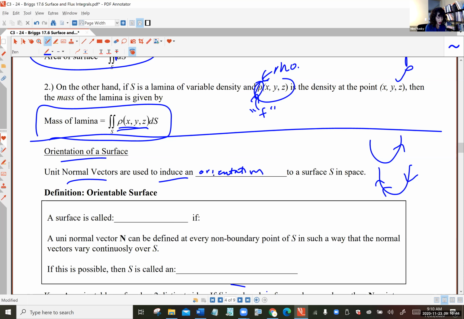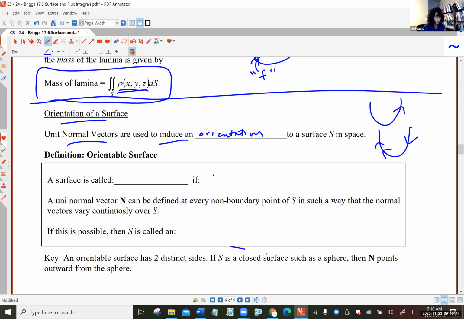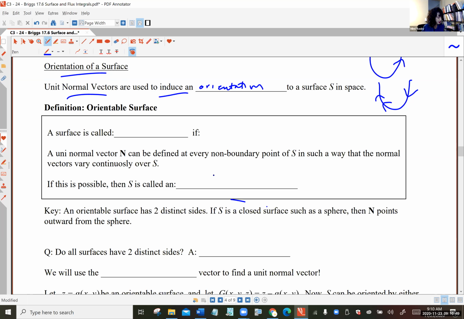So you're going to induce an orientation on a surface with these unit normal vectors. Okay, here's some definitions and then we'll get to it. A surface is called orientable, and by the way, this has nothing to do with the orient, it's just a word, if a unit normal vector, big N, can be defined at every non-boundary point of S in such a way that the normal vector varies continuously over S. That says a lot, but what does it mean? Well, I'll do a picture in a moment. If this is possible, then S is called an oriented surface.